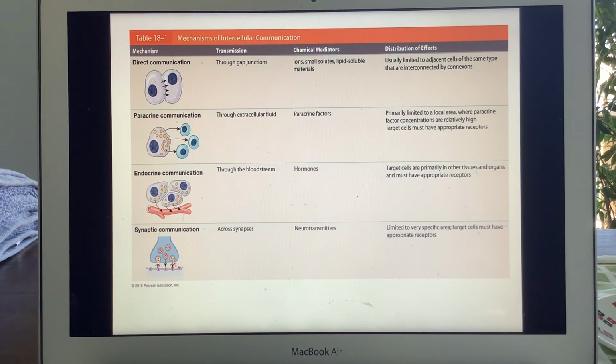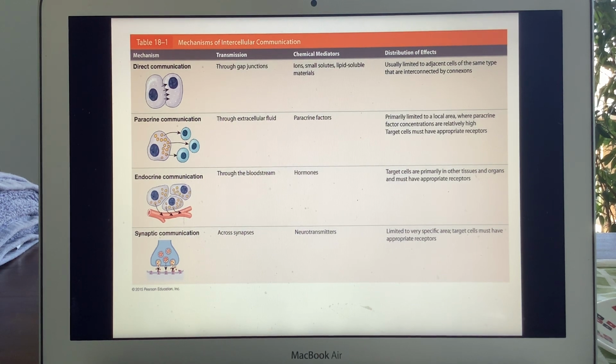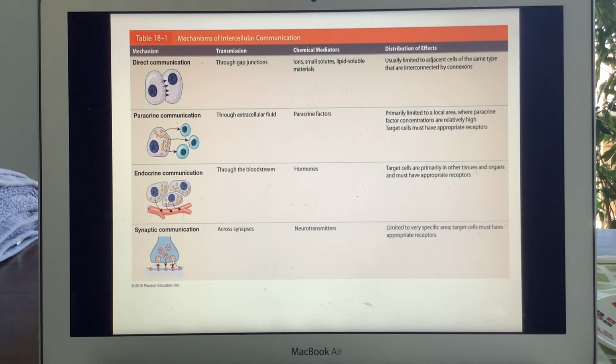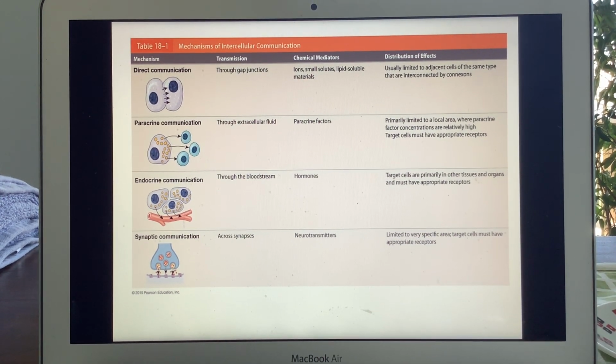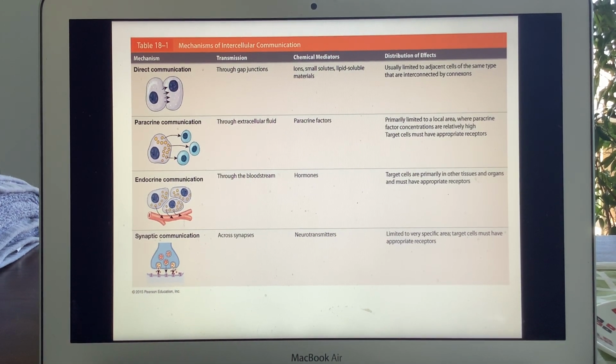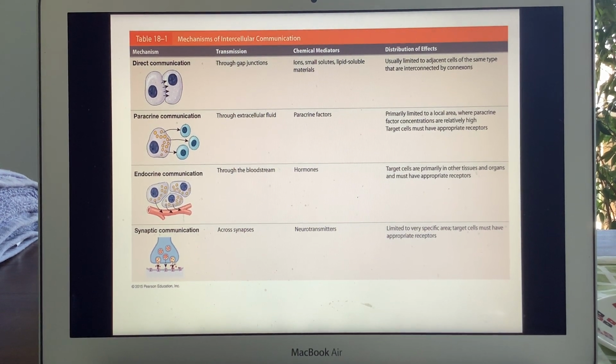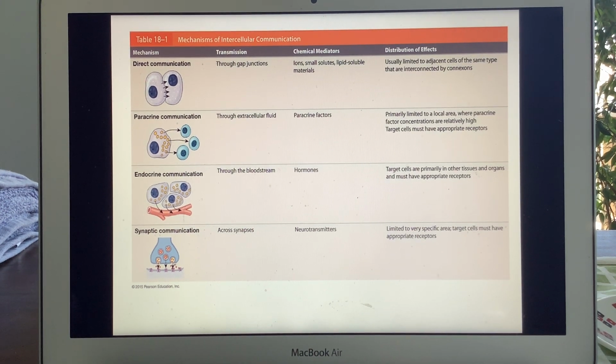What's the best way to do a compare and contrast question? By a chart. This is set up in a chart form that is a comparison. So this would be a good thing to learn so that you would be able to do well on that essay question. So let's start with direct communication.